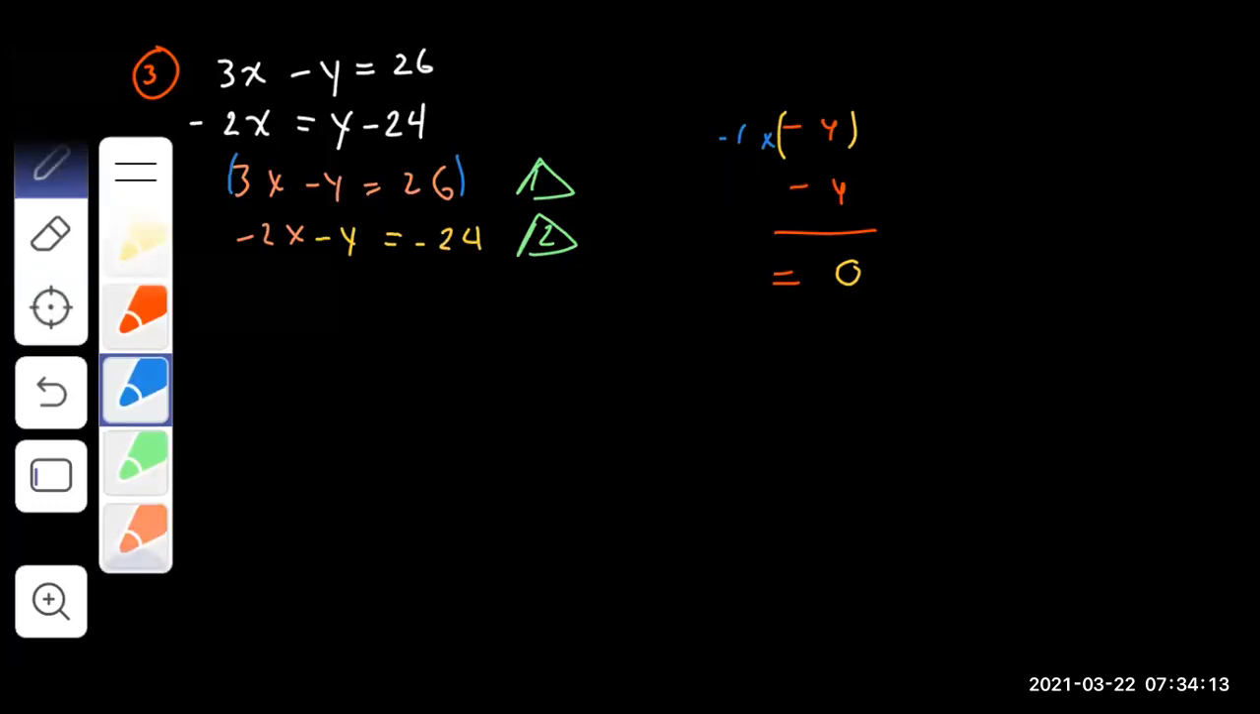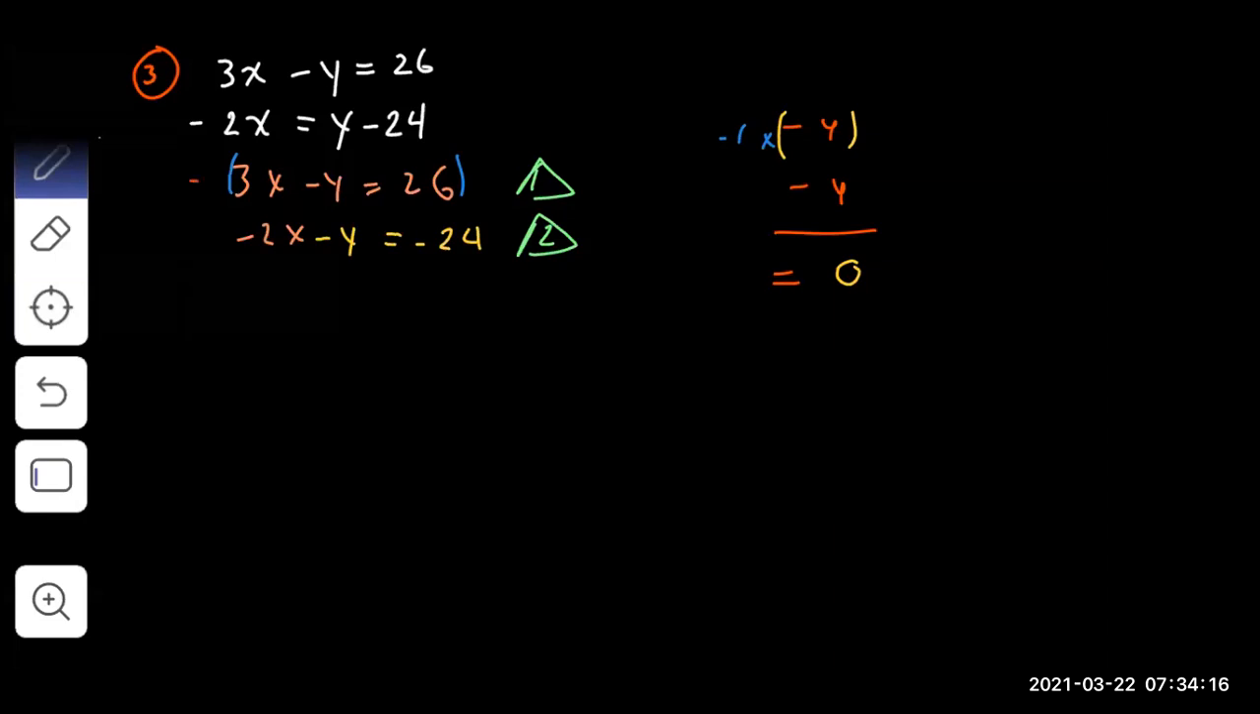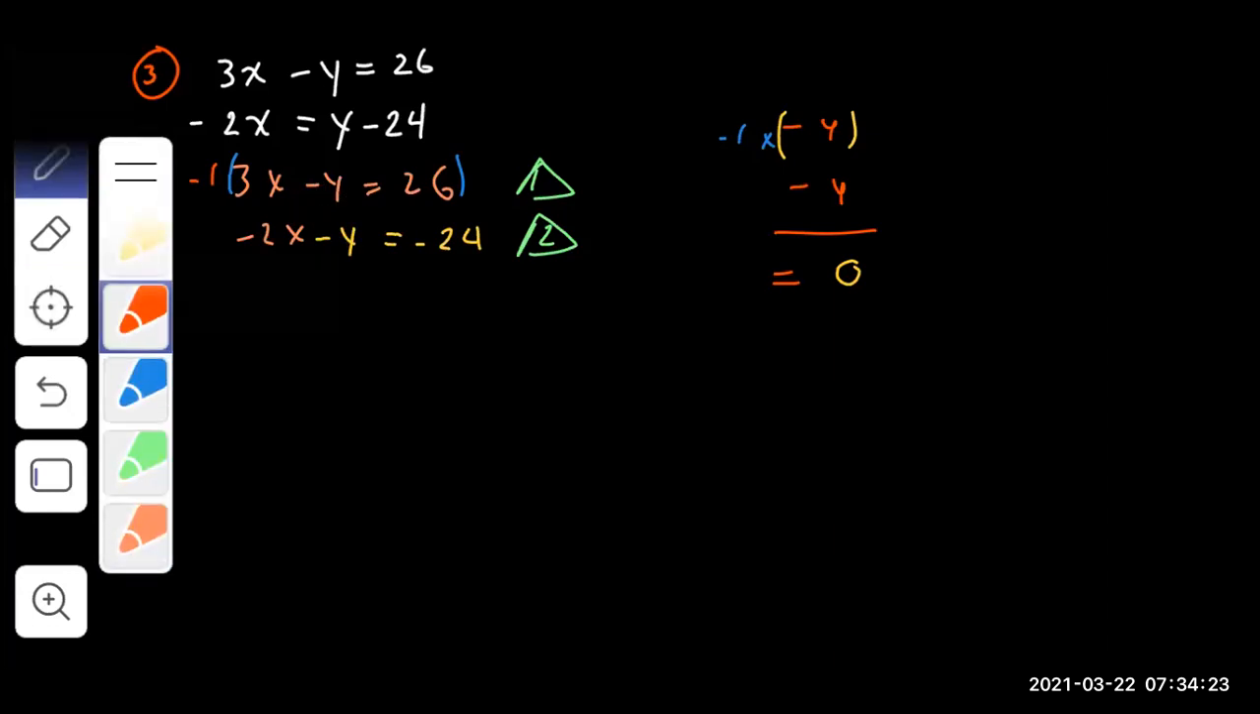By negative 1. Negative 1. Thank you. By negative 1 here. Okay, let's do it. Then we're going to use the distributive property here. Okay, I'm going to copy the first equation again. Okay, that is my first equation.